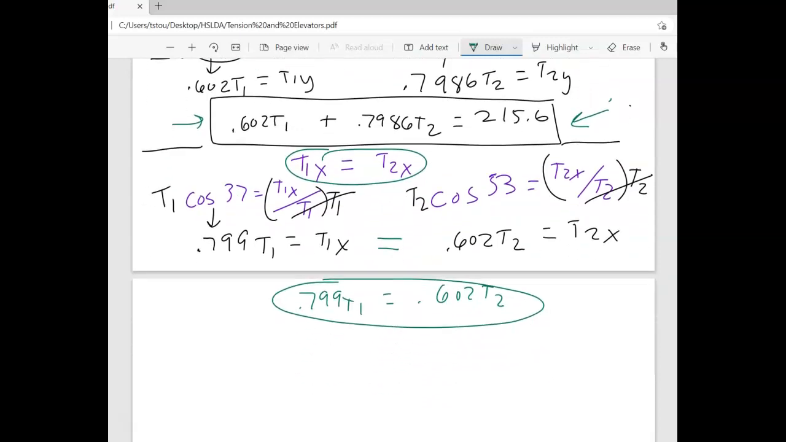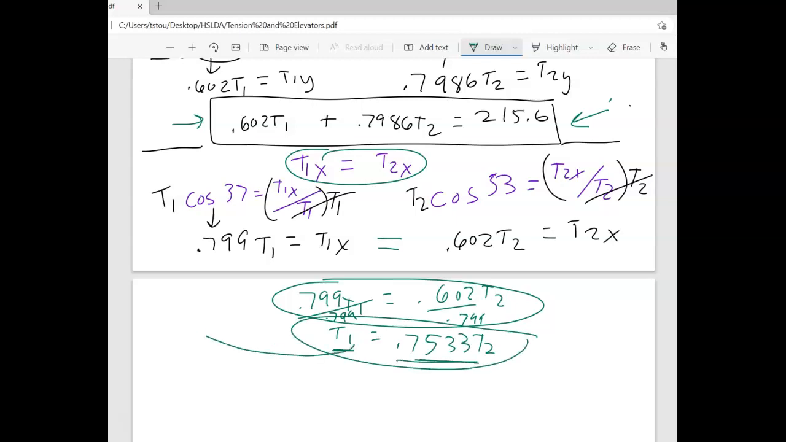So now I'm going to solve for T1. Make sure I did that part in my notes like that. So T1 equals, divide both sides by 0.799. So 0.602 divided by 0.799. Let me check that one. And that gets me 0.7533 T2. Okay. Now that I've got that part, I'm going to take what T1 equals, and I'm going to stick it right in this top equation up here.